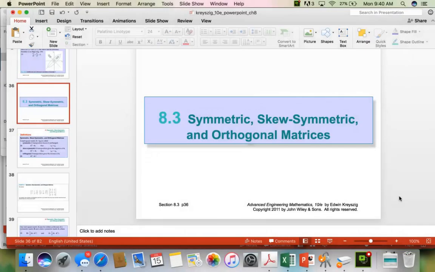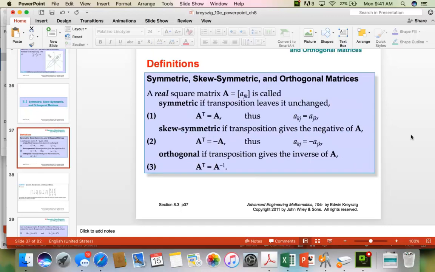Hello, in this lecture we're going to discuss a part of Chapter 8. Specifically, we're going to look at some mathematical definitions of symmetric, skew-symmetric, and orthogonal matrices. So if we just go to the basic definitions, we have three things here.